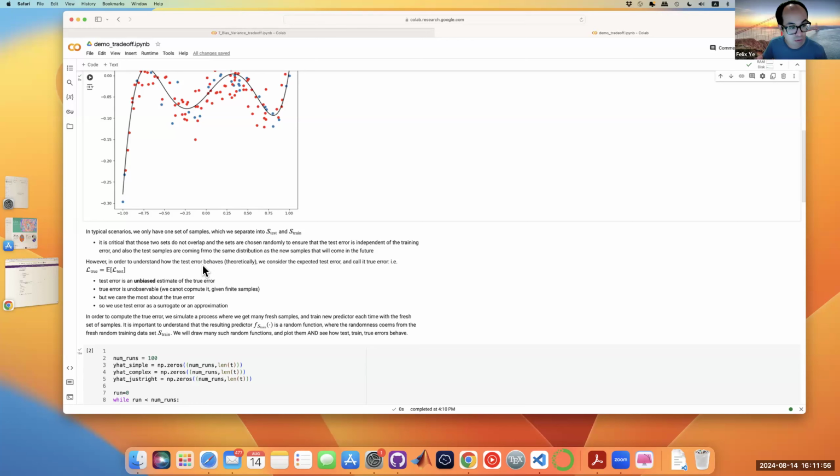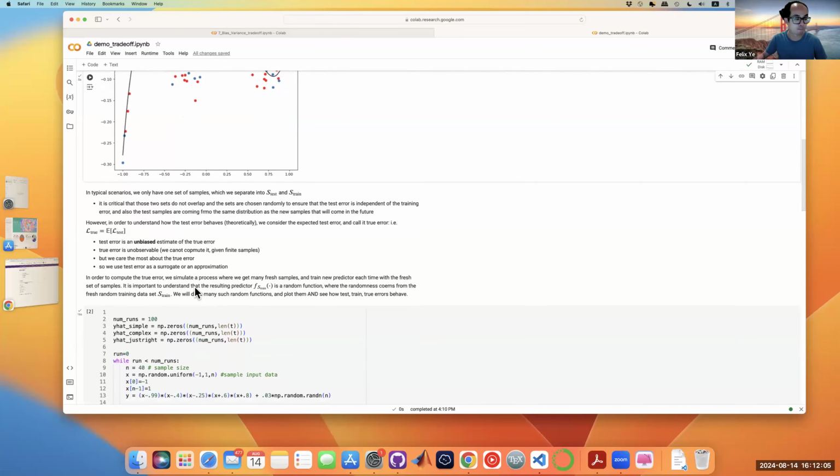And we want to understand how this test error behaves theoretically. So this is the point. We consider the expected test error, which is the true error right here. The key thing is that test error is an unbiased estimator of the true error. And the true error is unobservable, but it's what we care about the most. So we use the test error as a surrogate or an approximation of the true error.